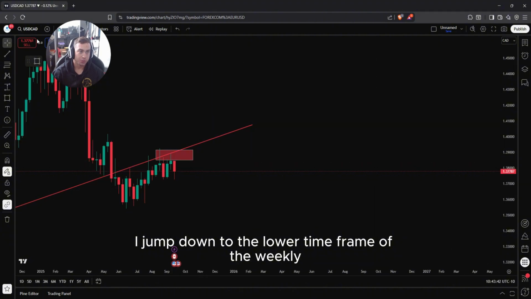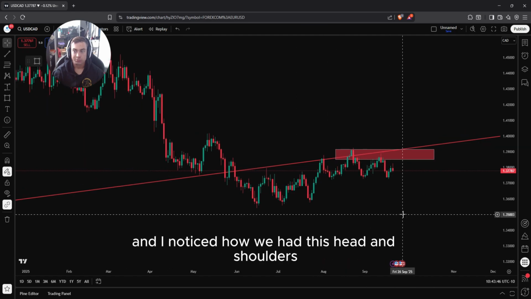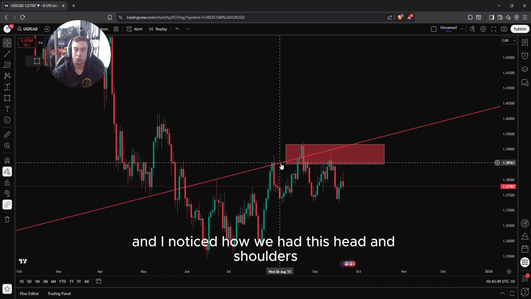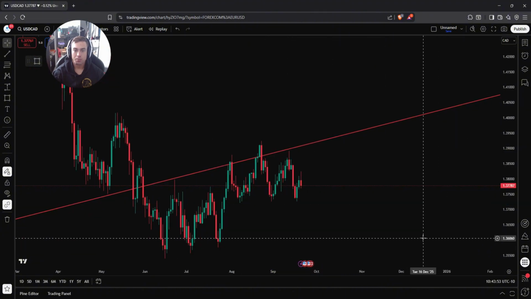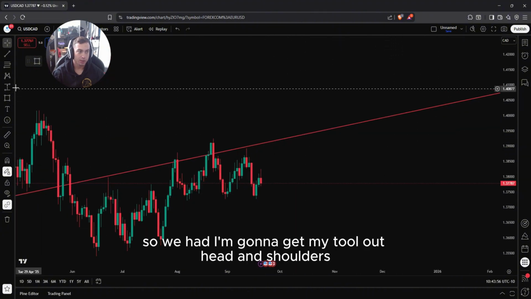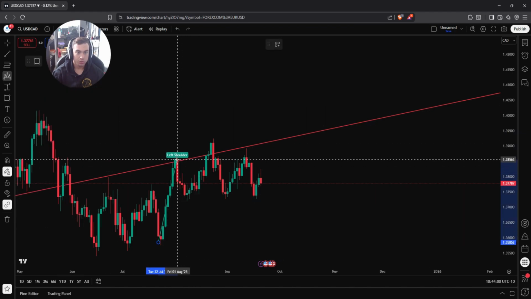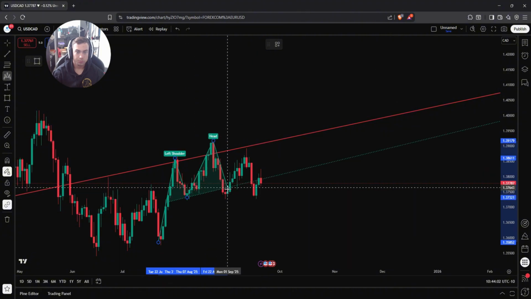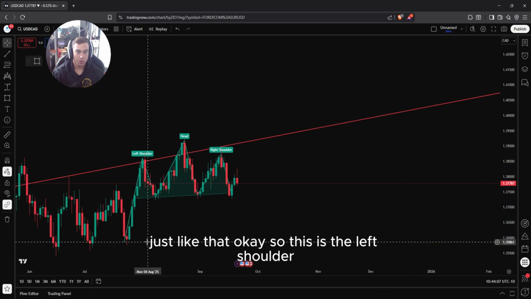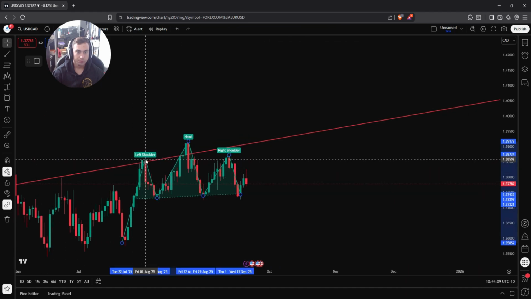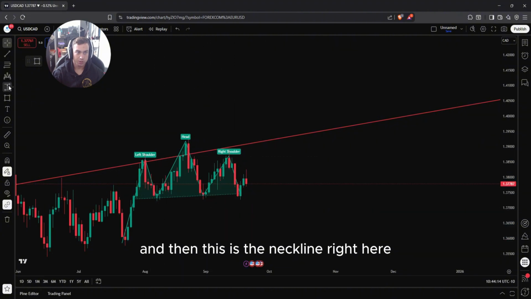I jump down to the lower time frame of the weekly, which is going to be the daily, and I notice how we had this head and shoulders pattern. Let's see if you can identify it. All right, so I'm going to get my tool out. We had a head and shoulders, just like that. So this is the left shoulder, this is the head, and that's the right shoulder. And then this is the neckline right here. So let me draw that neckline.